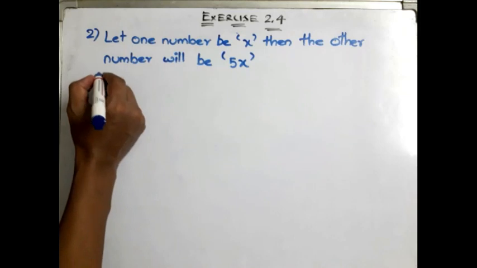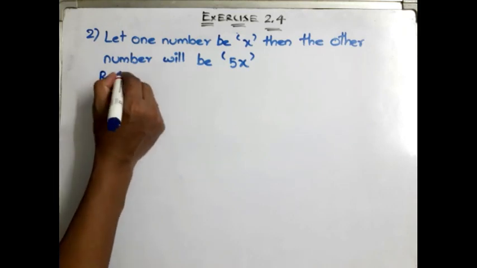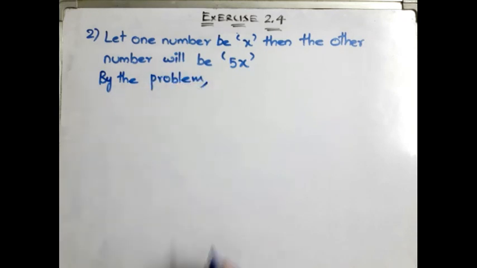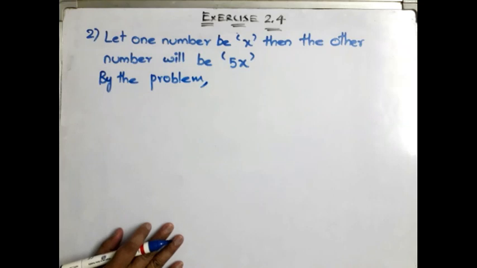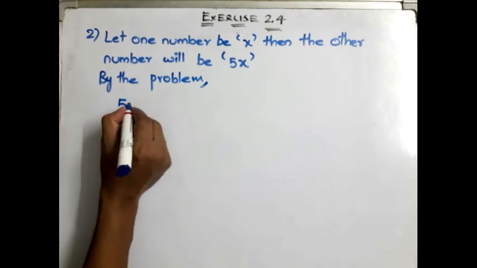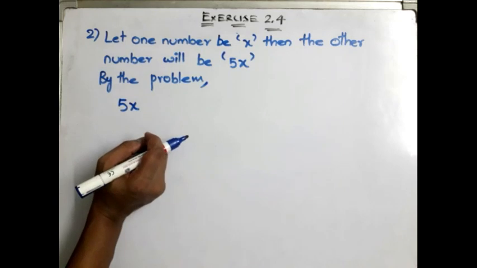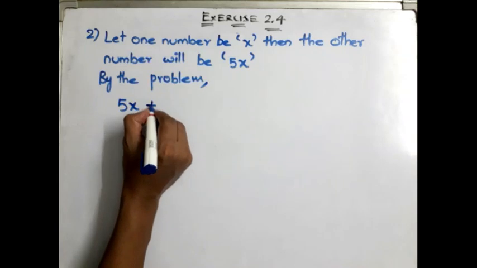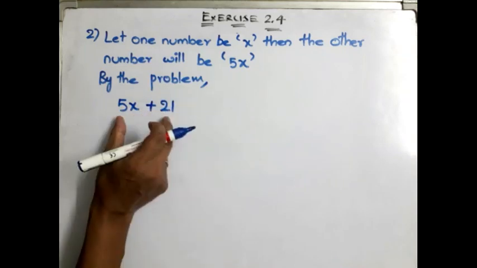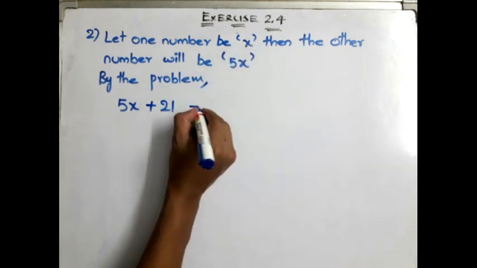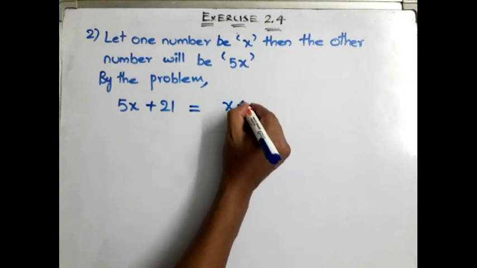Now look. According to the problem, they told if 21 is added to both the numbers, that means, taking the biggest number first, the answer will come perfectly 5x plus 21. Because they told us to add 21 to both the numbers. What are the numbers here? 5x and x. So, x plus 21.